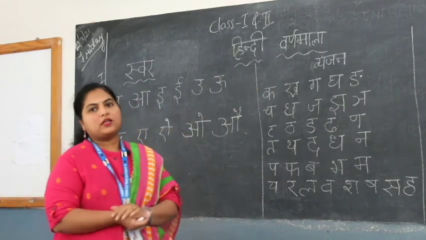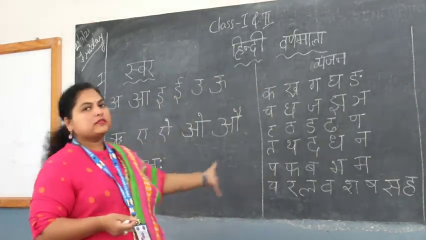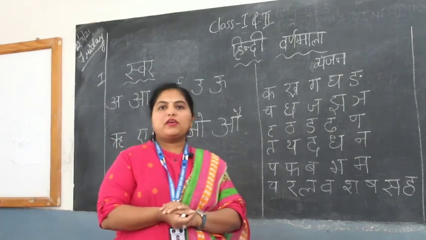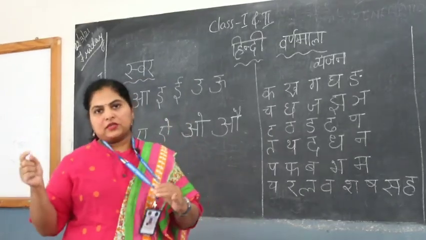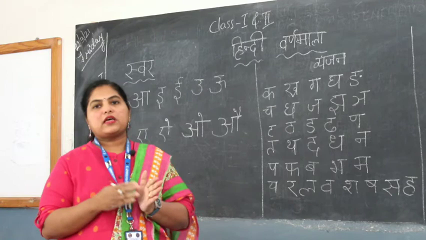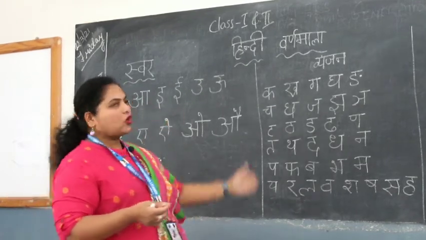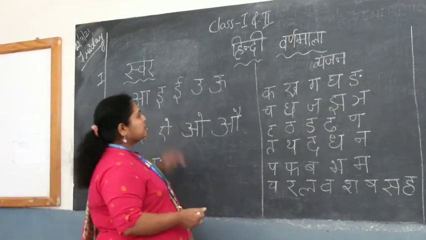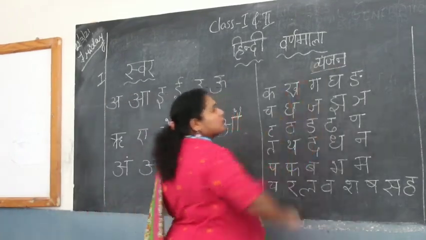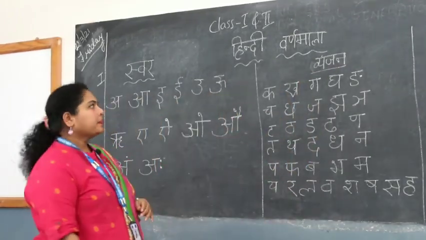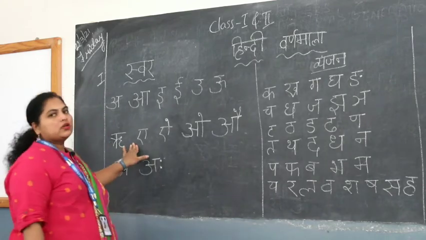So what is Varnamala? Varnamala is all the letters of Hindi. Like we say alphabets. In alphabets we have consonants and vowels, right? Like that we too have in Hindi vowels and consonants. The vowels are the swar and the consonants are the vyanjan. Okay, so let's do a recap on the swar.